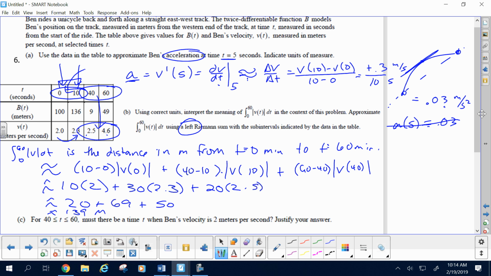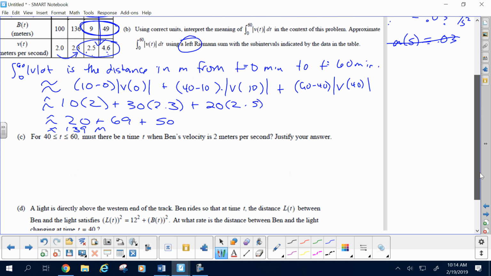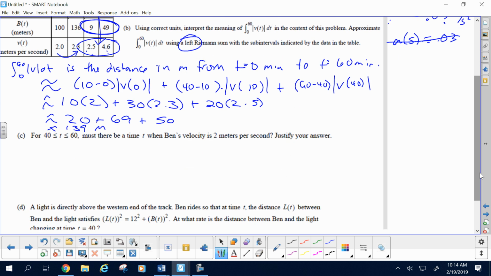It's wrong, actually. Because if you look at the average change in position, it goes 40 meters in 20 seconds. That is an average rate of change of 2 meters per second. So despite the table not showing 2 meters per second, the average rate of change is 2 meters per second. There must have been a time where it went 2 meters per second. So you are going MVT to B, not IVT to V.